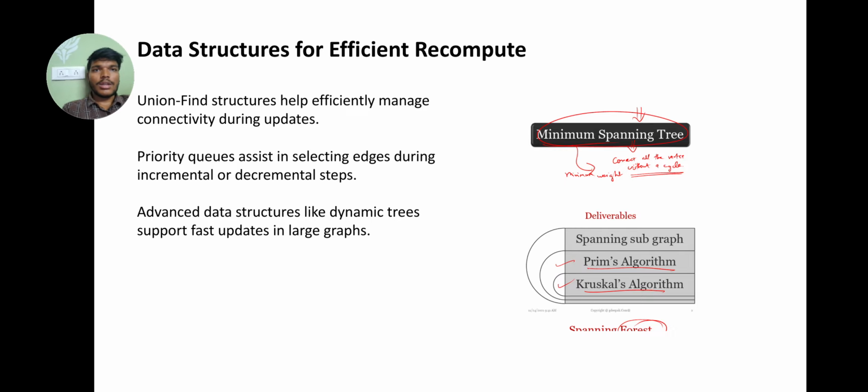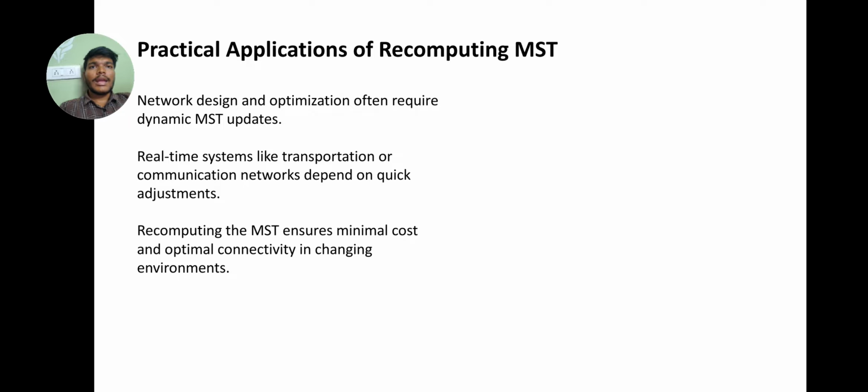Union-find structures help efficiently manage connectivity during updates, and priority queues assist in selecting edges during incremental and decremental steps. Advanced data structures like dynamic trees support fast updates in large graphs. This is the minimum spanning tree, with Frederickson's algorithm and Driscoll's algorithm. This is about data structures for efficient recomputation. And next is practical applications of recomputing the MST.